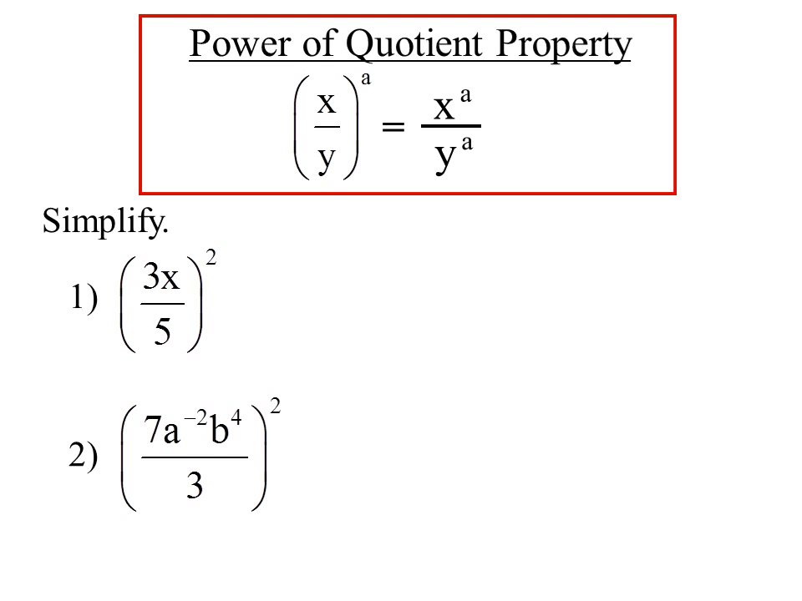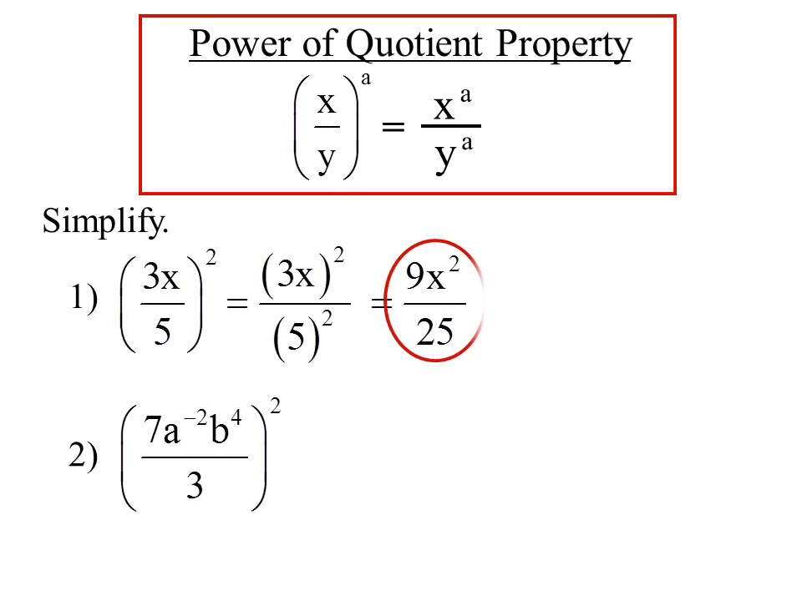Now the 2 will be distributed to both 3 and x and then 5. Okay, so 3 squared, x squared, 5 squared. That's what I'm getting. So 3 squared is 9, x squared, and then over 25, and that's my final answer. Now number 2, you do it on your own. I'll give you time to do it. Pause the video and then check with me in a few seconds.